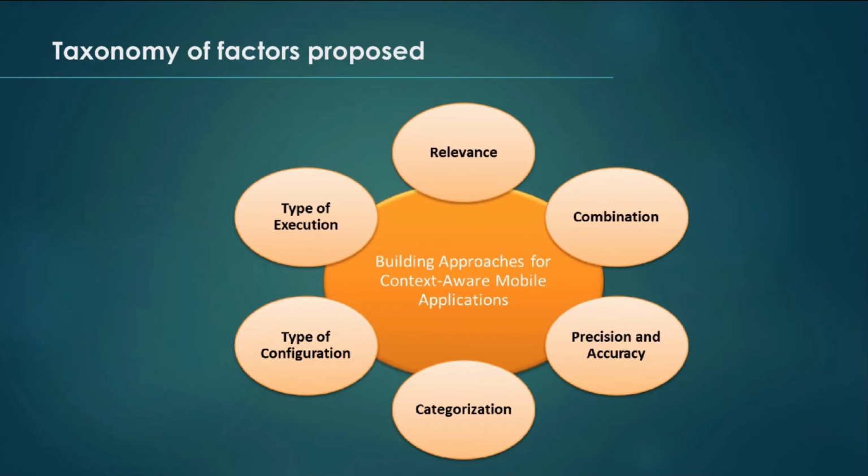Type of execution requires passive and active execution. Passive requires the intervention of the user, for example, QR codes. Active execution uses an automatic sensing mechanism, for example, GPS.